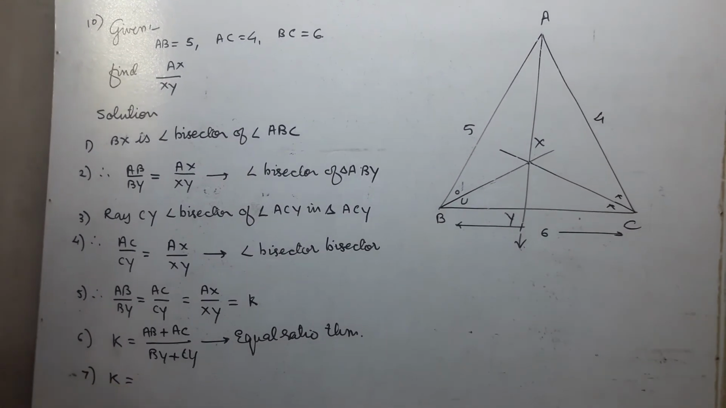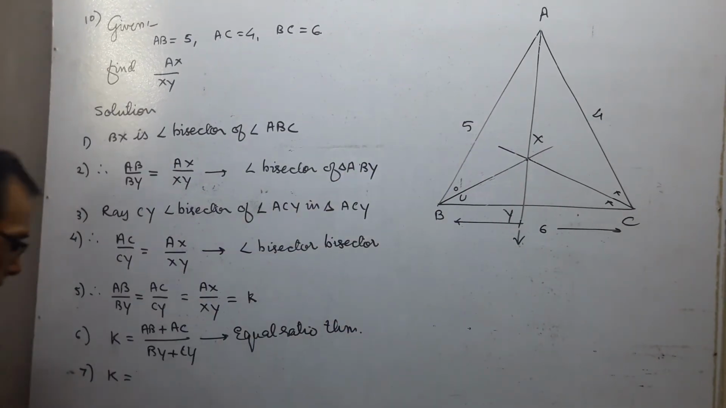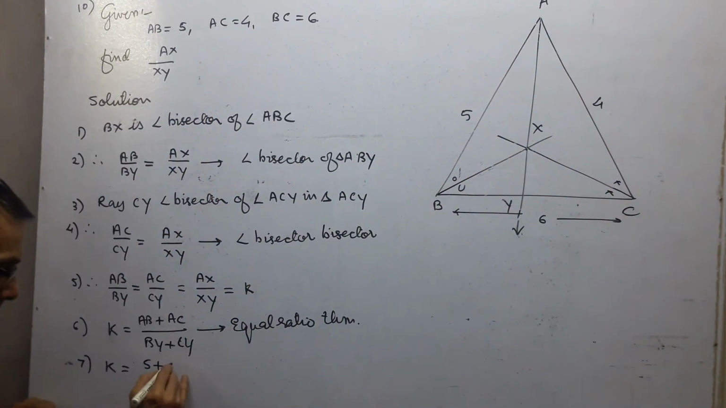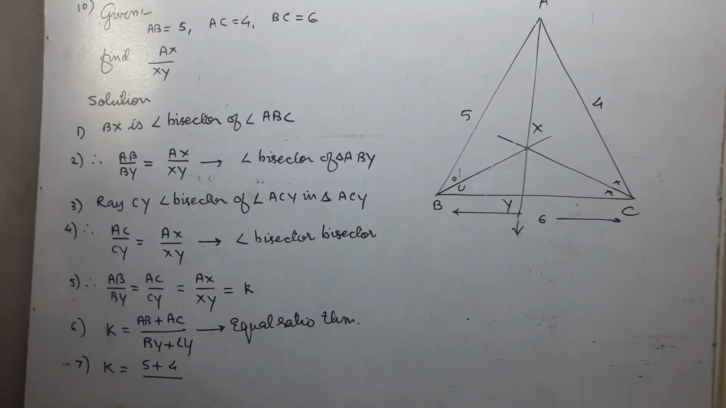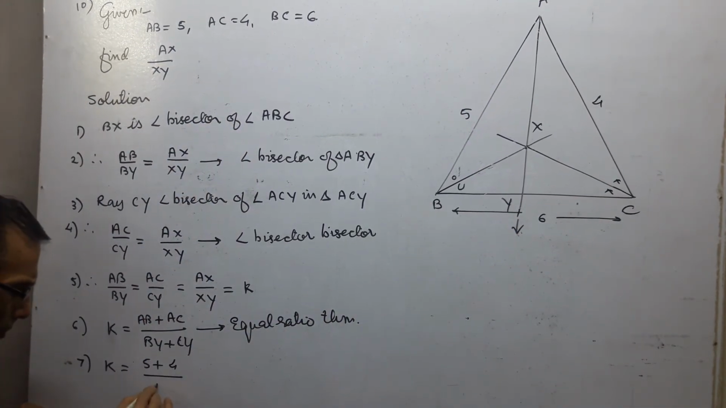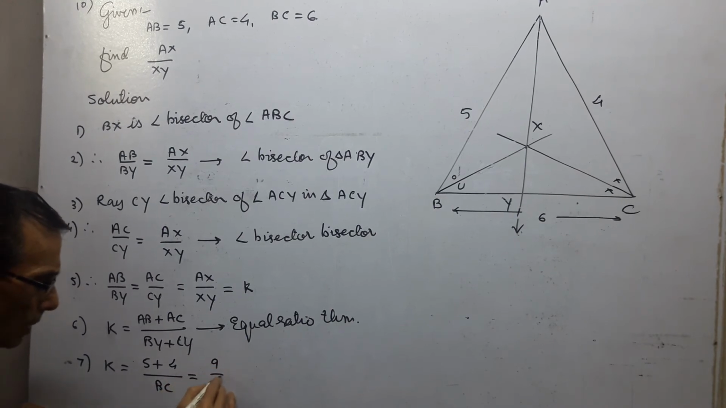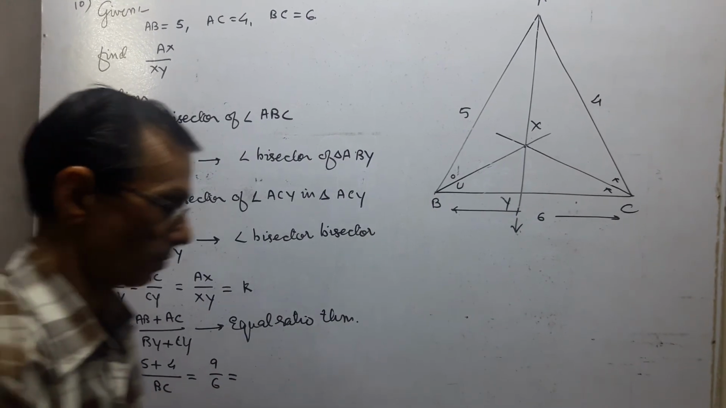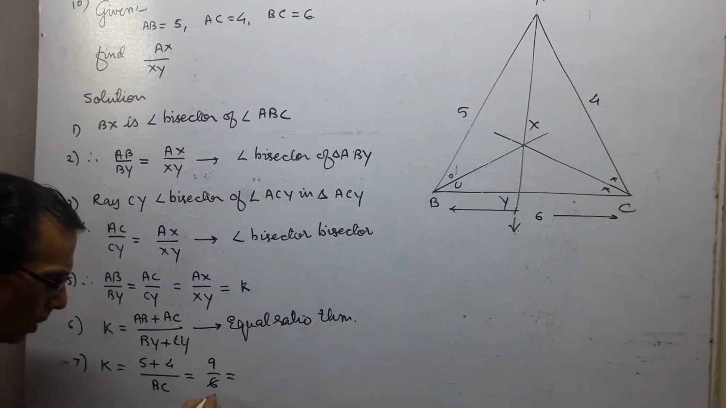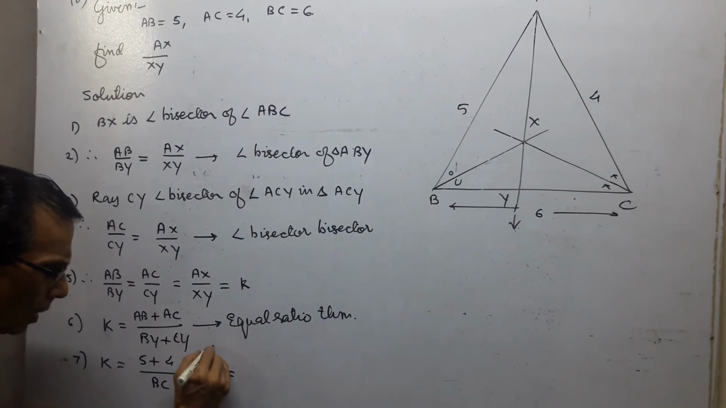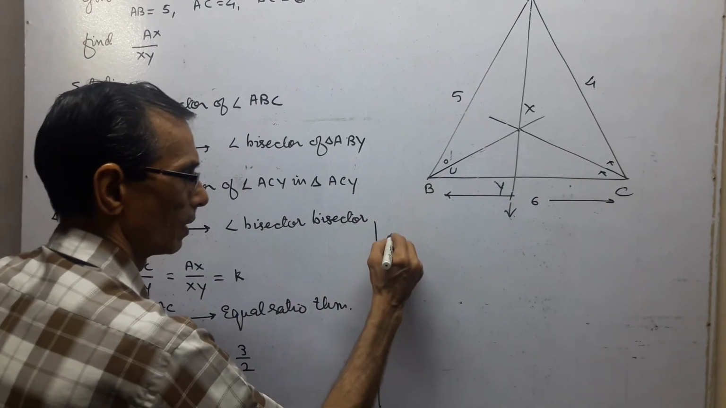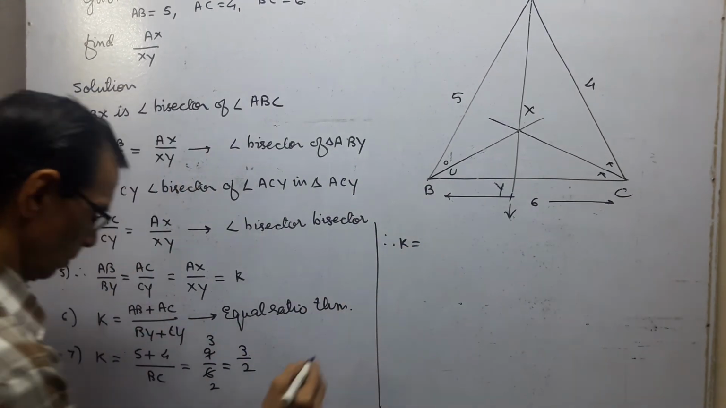Therefore K is equal to AB, but AB is 5, plus AC, but AC is 4, upon BY plus CY. Together BY plus CY is BC, and therefore 9 upon 6, because BC is given as 6. So 9 upon 6 is divided by 3. 3 twos are 6 and 3 threes are 9, so 3 upon 2. And therefore we get K is equal to 3 upon 2.